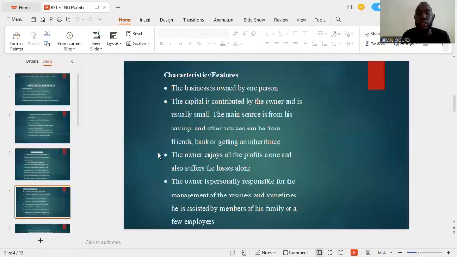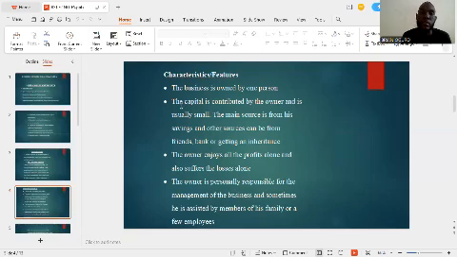So what are the characteristics of sole proprietorship as a form of business unit? One, the business is owned by one person. Just from the definition, you have realized that sole proprietorship is a business which is being carried out by one person. So one of its features is that the business is owned by one person.